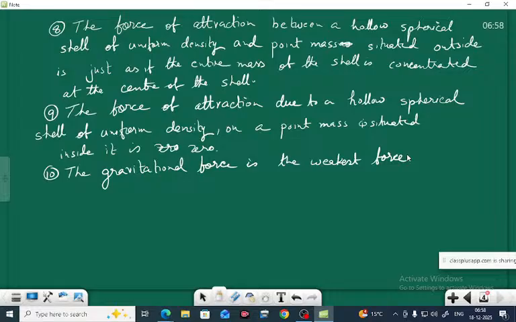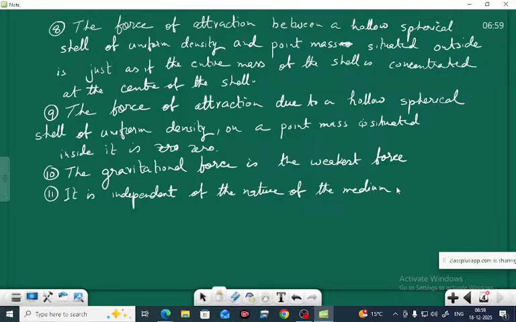It is independent of the nature of the medium in which the point masses are present. This is characteristic number 11: it is independent of the nature of the medium in which the point masses are present. So you can see here that these are a few characteristics of gravitational force.